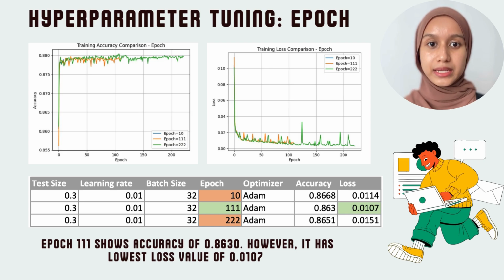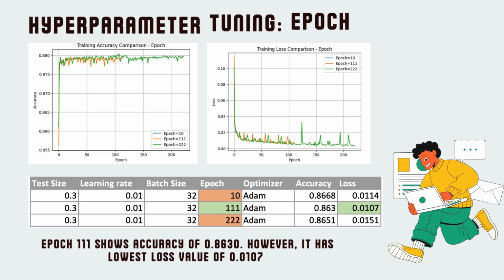Additionally, we applied data augmentation, so the model sees slightly different versions of the images each time, which also contributes to these small fluctuations. In summary, tuning the number of epochs helped us find a balance. By choosing 111 epochs, we achieved the lowest loss without overfitting or wasting training time, while still maintaining high accuracy.